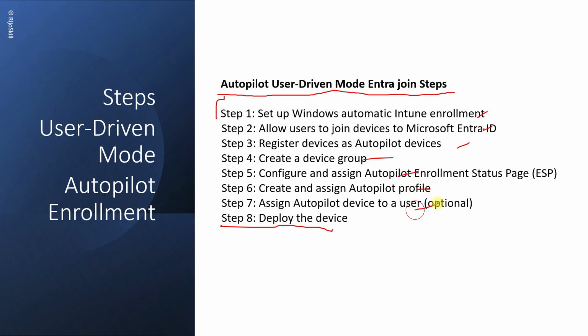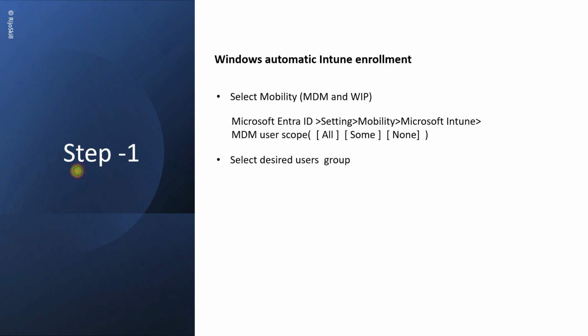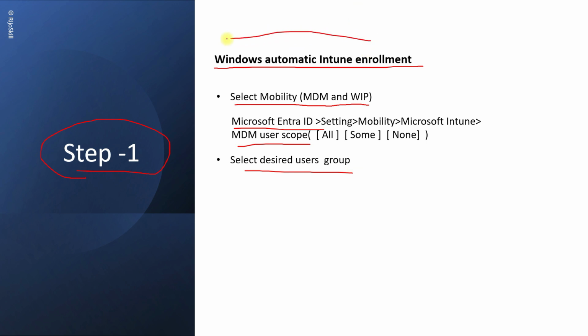Okay, so we will go to step 1, set up Windows automatic Intune enrollment. You can see step 1 here. The first step is Windows automatic Intune enrollment, selecting the mobility, MDM and WIP settings. How can we do this? In Microsoft Entra ID settings, under mobility, Microsoft Intune and MDM user scope, choose all, some or none, and select the desired user group. So for step 1, we now go for the Windows automatic Intune enrollment.